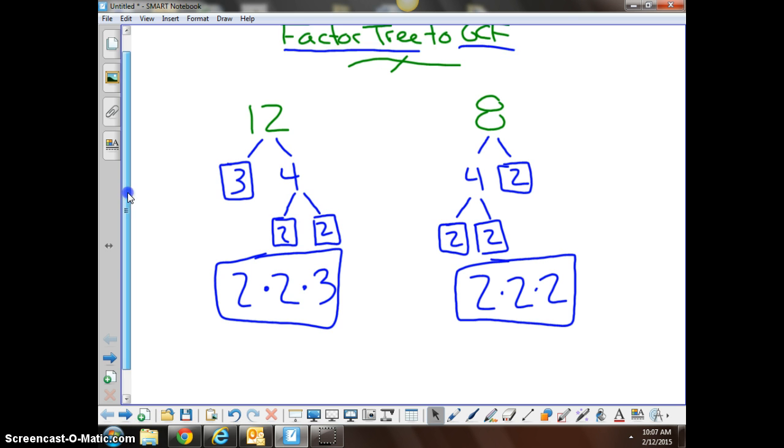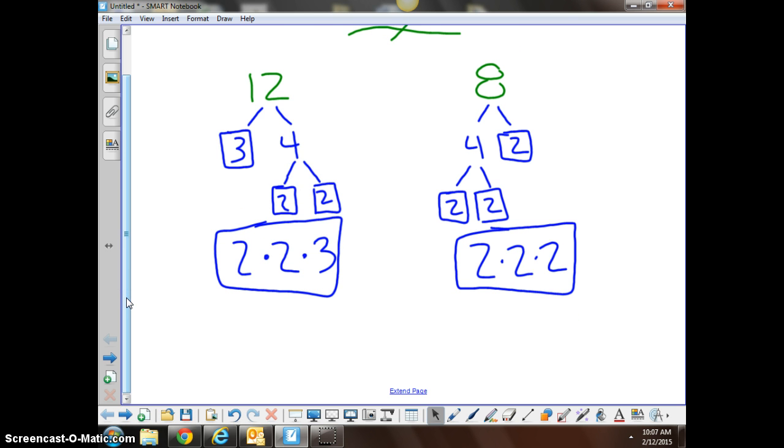So what we're going to do is take the prime factorization of 12, the prime factorization of 8, and find common prime factors. So let's start with this 2. 12 has a prime factorization of 2 times 2 times 3, and we're going to start with the 2. Is there a 2 in the prime factorization for 8? Yes or no? Yes. So let's circle this 2, and let's circle this 2.